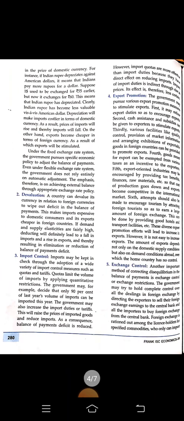For instance, if the Indian rupee depreciates against the American dollar, it means that Indians pay more rupees for one dollar. Suppose $1 used to be exchanged for 55 rupees earlier, and now it will be getting exchanged for rupees 60.